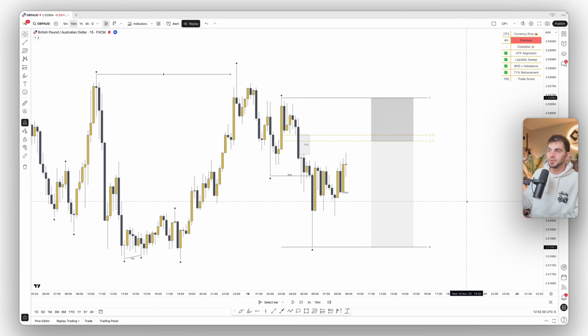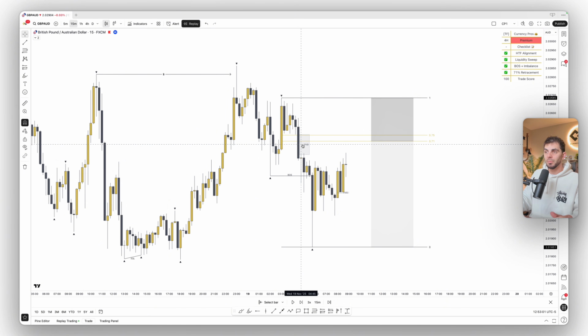So with that being said, there is one thing that I haven't yet mentioned, and it's basically a hidden confluence. Not so much hidden, but it's something that I don't put on the checklist. And I've found that when this confluence appears, it makes for a much higher probability trading opportunity. And that is when the Fibonacci retracement number lines up with the imbalance or fair value gap.